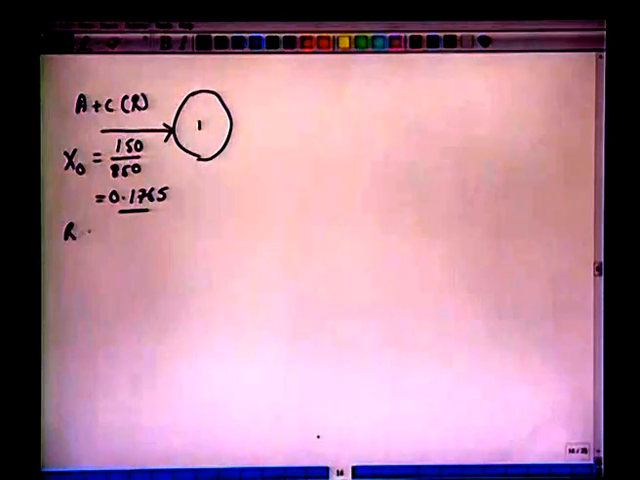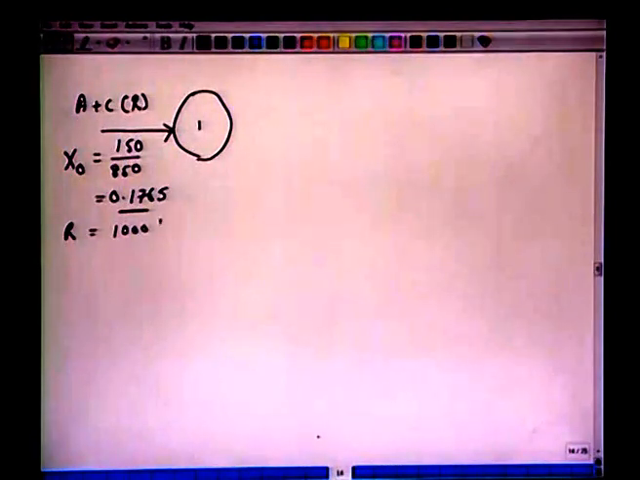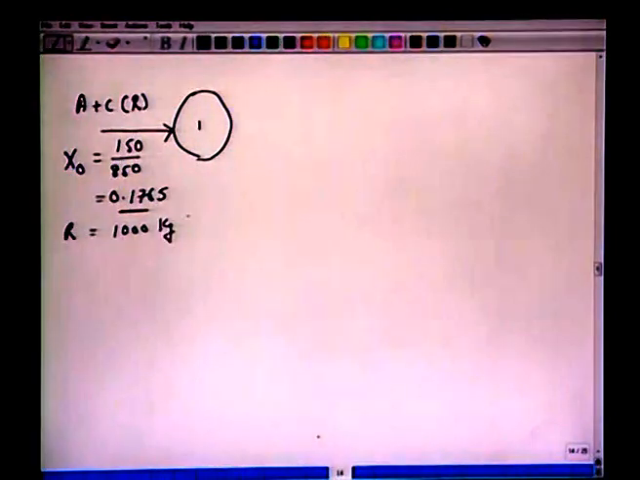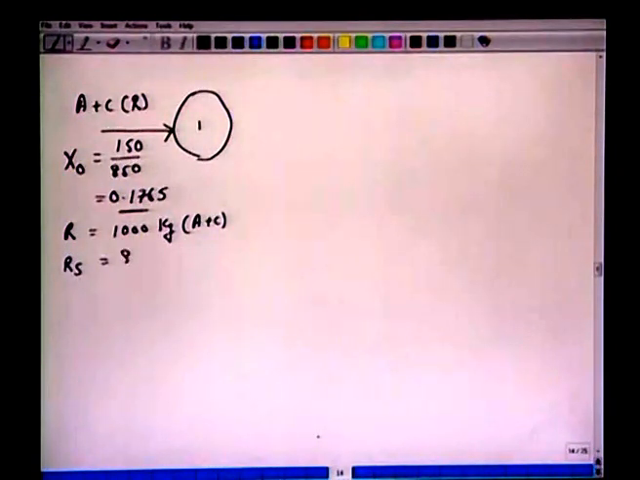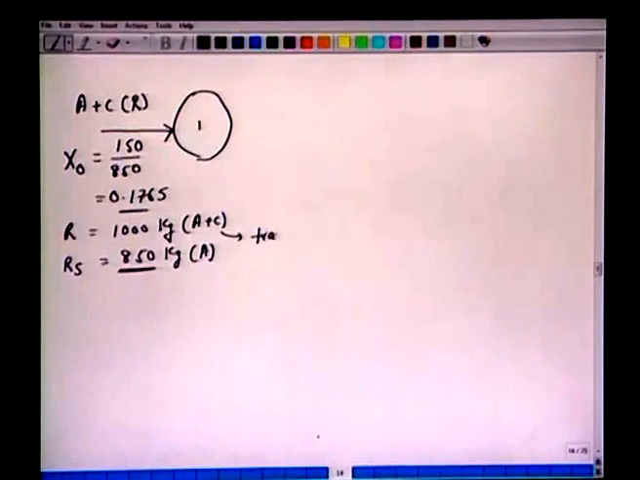We have R as given as 1000 kg. So, this would be A plus C, but we are working on solute free basis. So, RS is 850 kg. In other words, this is the solvent, 850 kg. So, this is your only A. C is the transferring component.